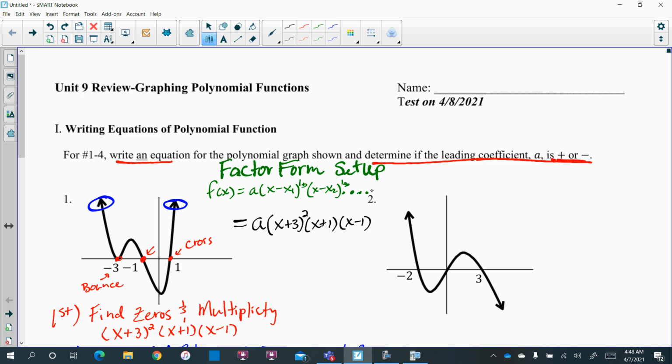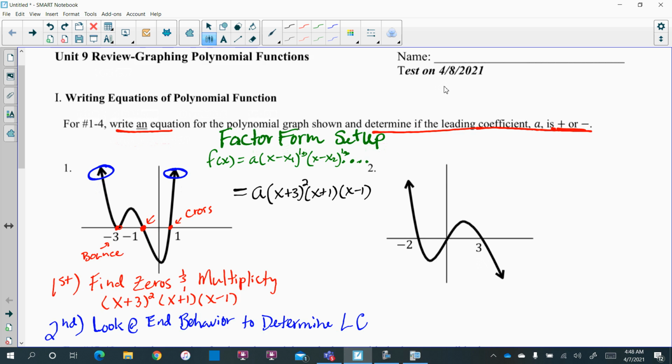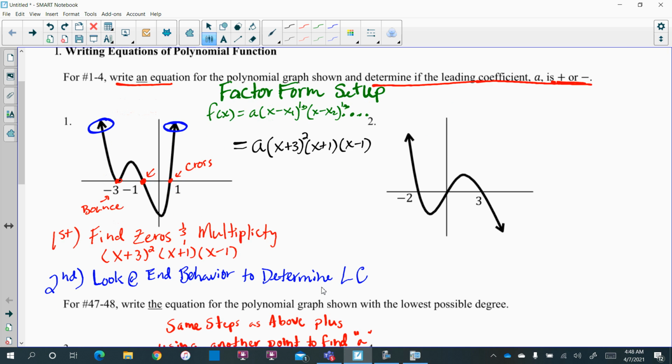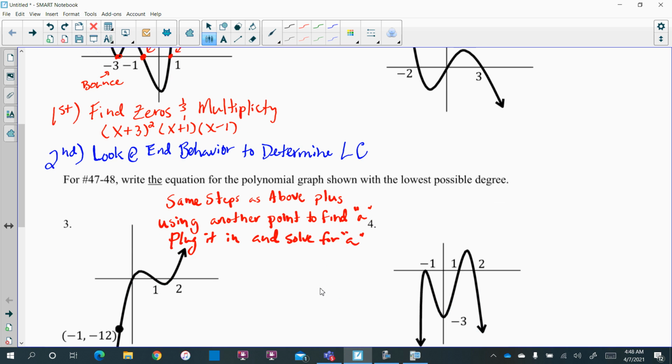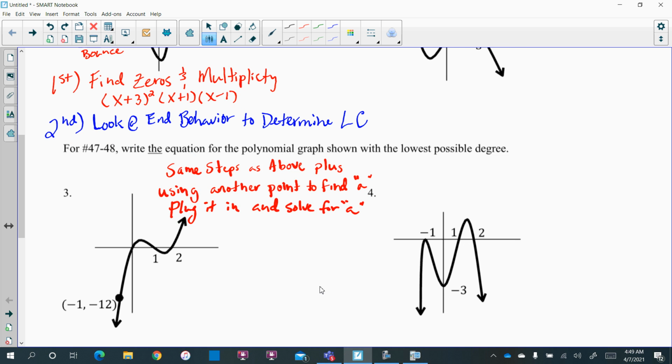So use what you know about the shape, the end behavior, and about your zeros or your x-intercepts, because that's where your 0 is, to write your equation. So I kind of gave you the answer to 1 to help you get through number 2. Now, the only difference between 1 and 2 in regards to 3 and 4 is that now this is write the equation of the polynomial graph shown with the lowest possible degree. So now they want the actual equation.